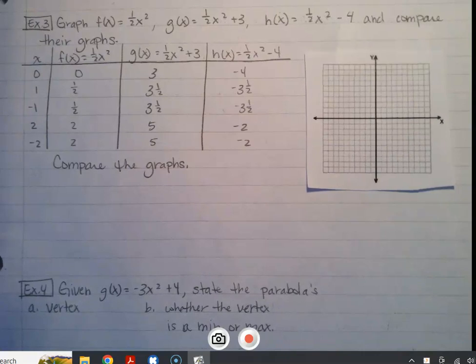Okay. But I want you to graph it, but seriously, are there questions about how the table works?